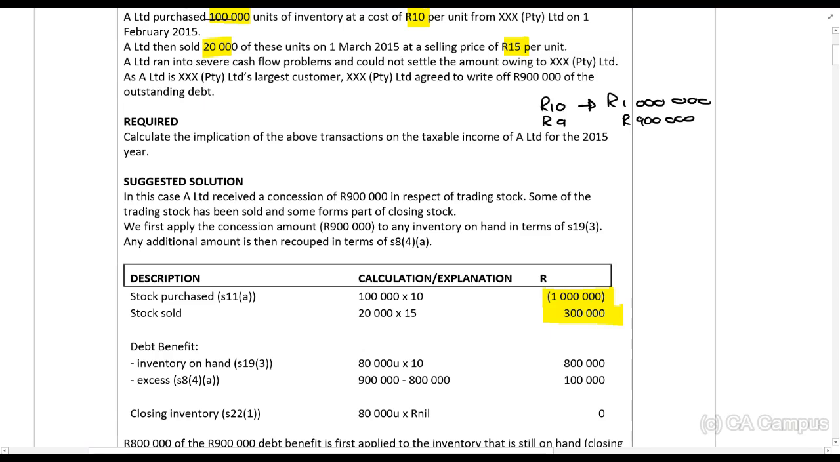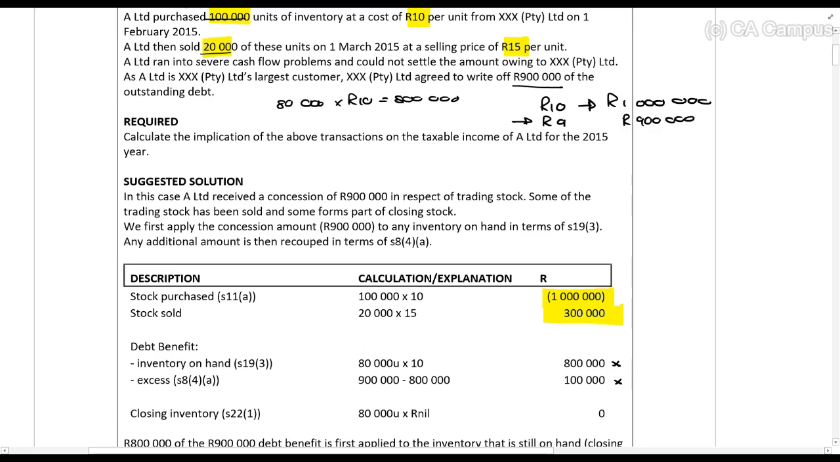Now remember, they purchased 100,000 units and they sold 20,000 of those units, so there's 80,000 units left. What basically happens is how we apply this debt benefit. The debt benefit of 900,000 is as follows. You will first apply it to the inventory which is on hand, right? And remember, the inventory on hand, 80,000 units at 10 rands a unit, is 800,000. So you'll apply it there. And then whatever the remaining balance is considered an excess.